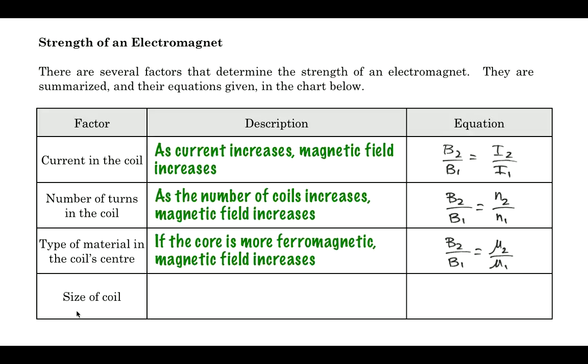And then also the size of the coil. As the diameter gets smaller, the magnetic field gets bigger. We're not going to summarize this using an equation, so don't worry about it. But as the diameter decreases, the magnetic field increases, and that's something you can know. Okay, so that's the strength of an electromagnet.